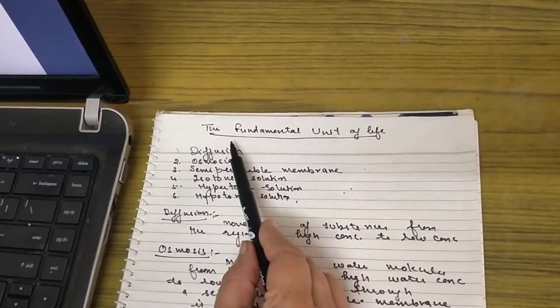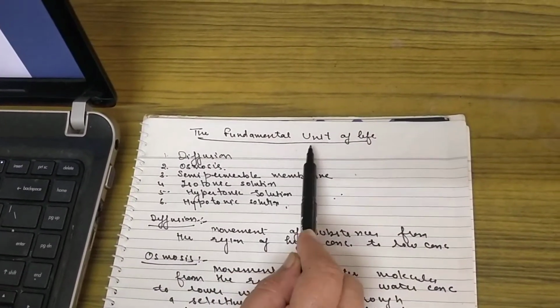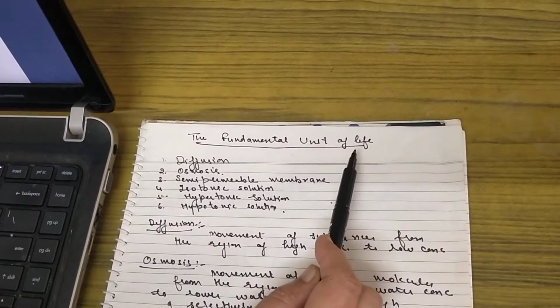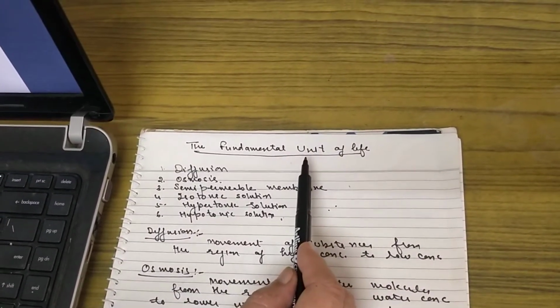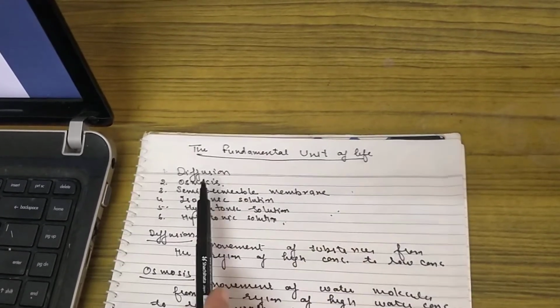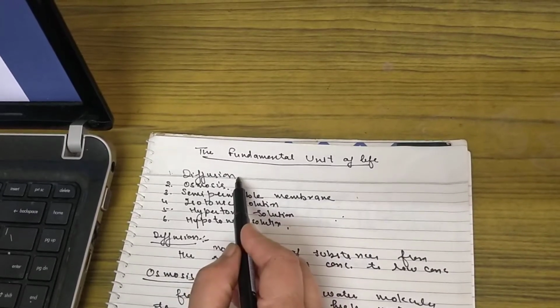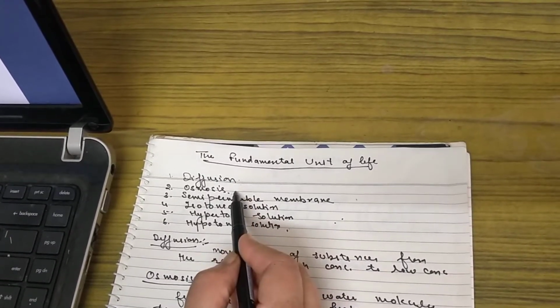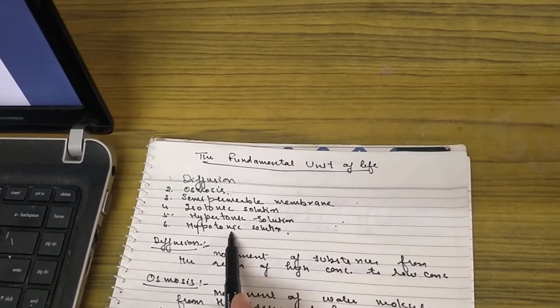Now we continue with the last part of this chapter, the fundamental unit of life. So we have discussed cell structure, plant cell, animal cell, cell organelles, and the topic left is diffusion, osmosis. What are diffusion, osmosis, and then isotonic, hypertonic, hypotonic solution.